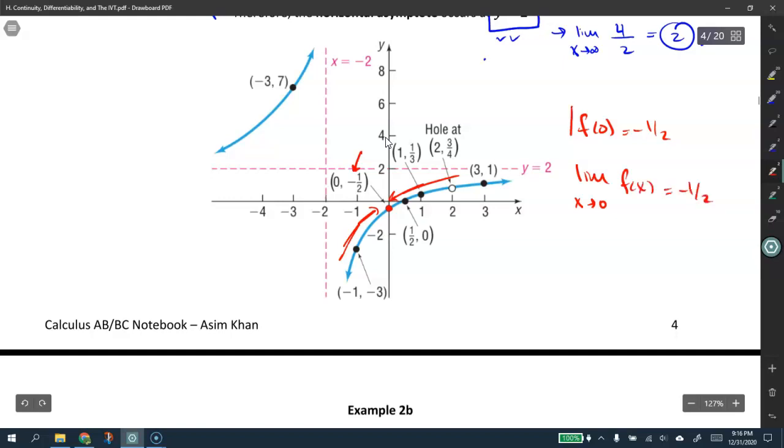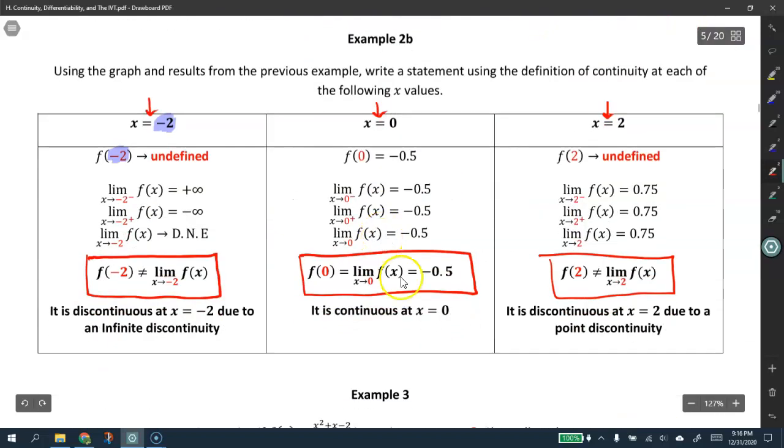Now notice how these two answers are actually the same. Because these answers are the same, you cannot say this is discontinuous. In fact, the answer is it is continuous, right?